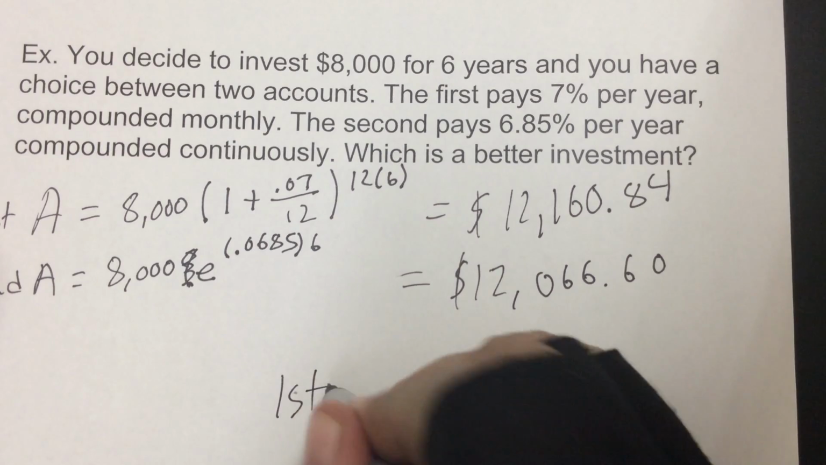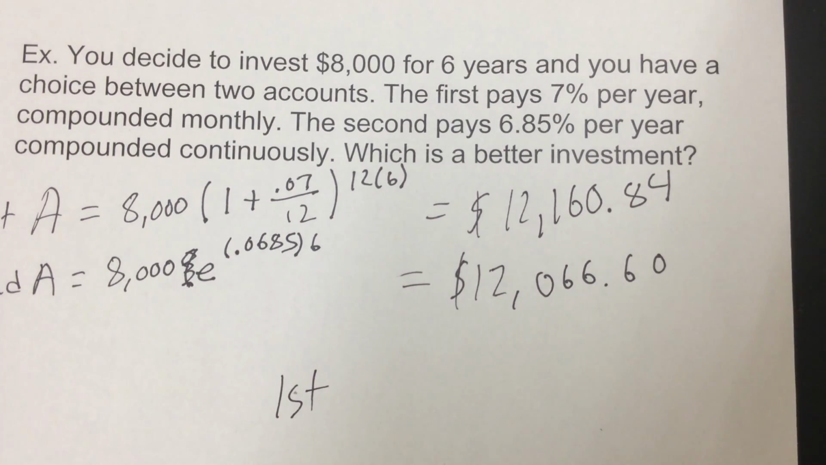So, which one is better? Well, the first one. Now, this is where with compounding continuously, you would think, well, it's always compounding, so it should build faster. Not always the case, but for the longer run, it does pay off a little better. Shorter run, not as much.